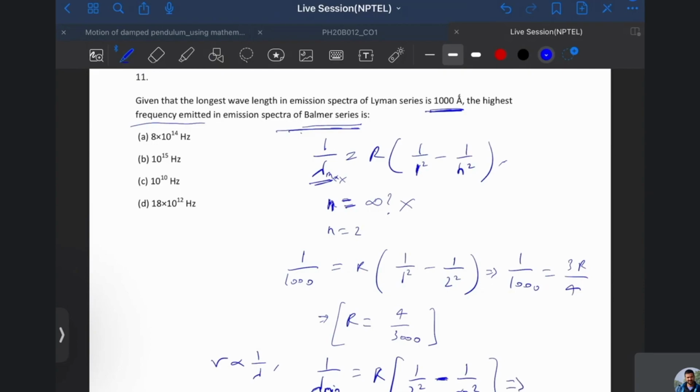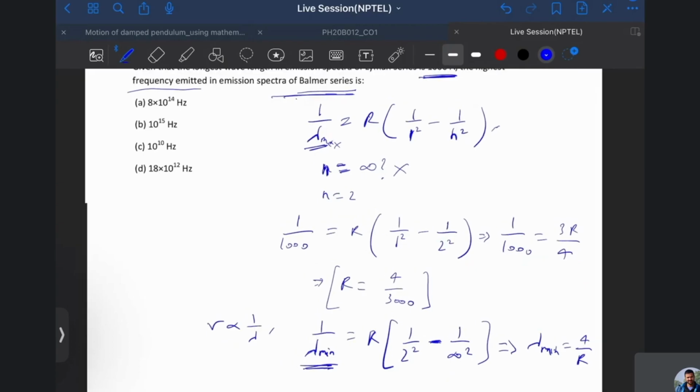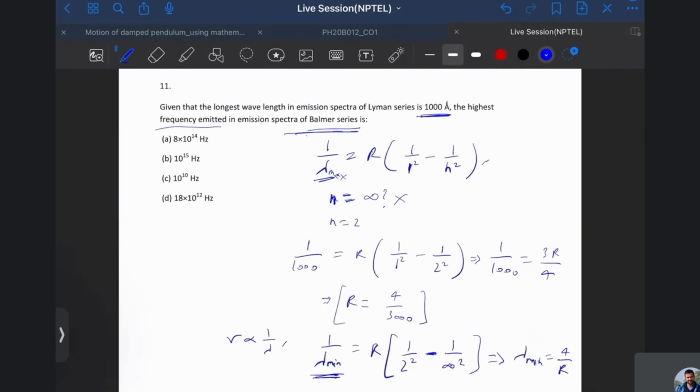Okay, so then you can calculate minimum lambda, which is equal to just 4 by r. Lambda minimum is equal to, so we can put in place of r this one. So 4 into 3000, so it is just 3000.